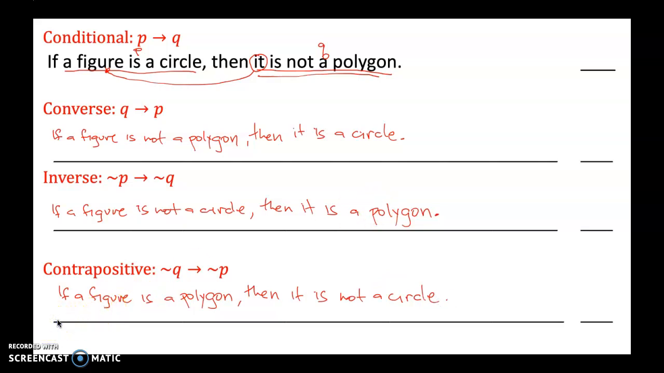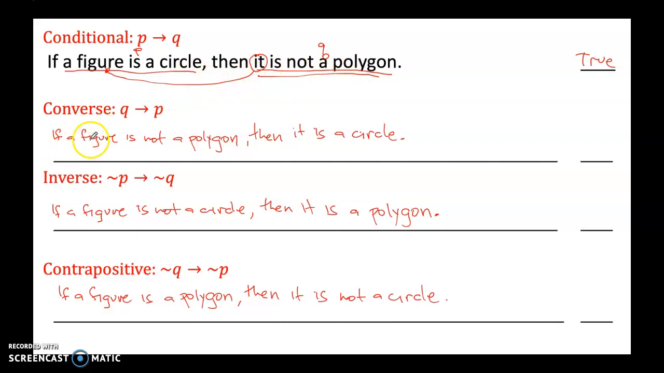Now let's have the truth value of each statement. First, let's define what a polygon is. A polygon is a figure whose sides should be segments. So since this is a circle, it is round, therefore it is not a polygon. So that will be a true statement: if a figure is a circle, then it is not a polygon.